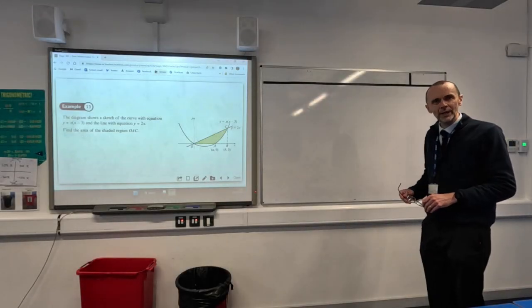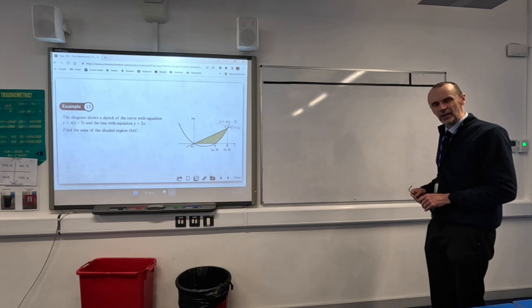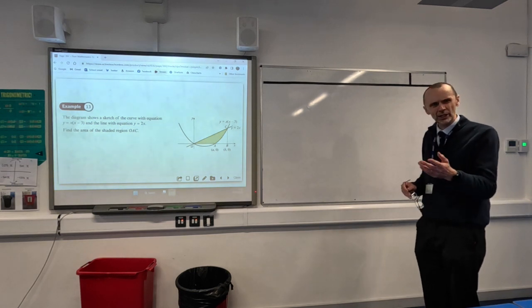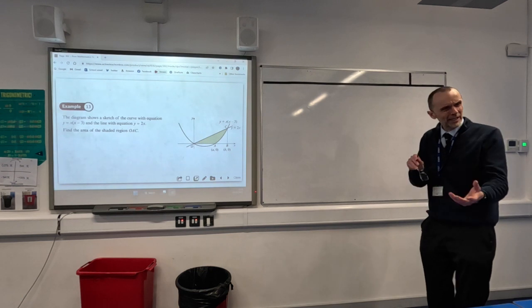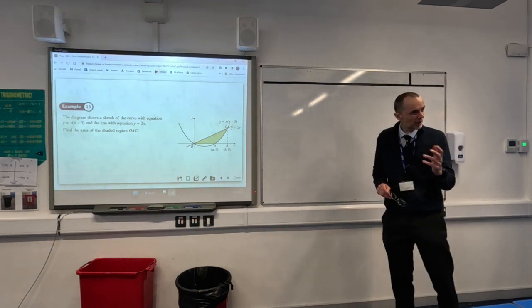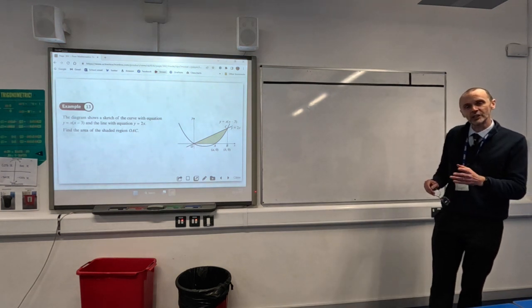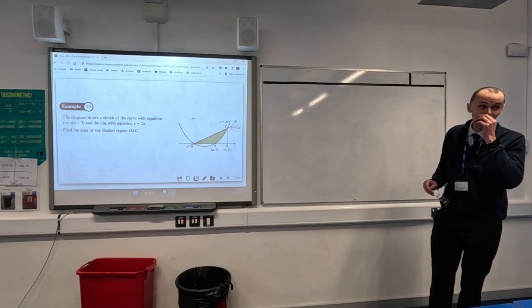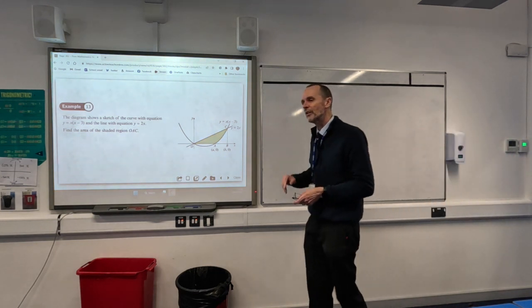So here's where we are going today. We're going to work out the area of shapes, not under a curve necessarily, but shapes between curves and straight lines, or between two different curves. And we're going to use integration for that, to help along with other techniques here. So here's my first example.